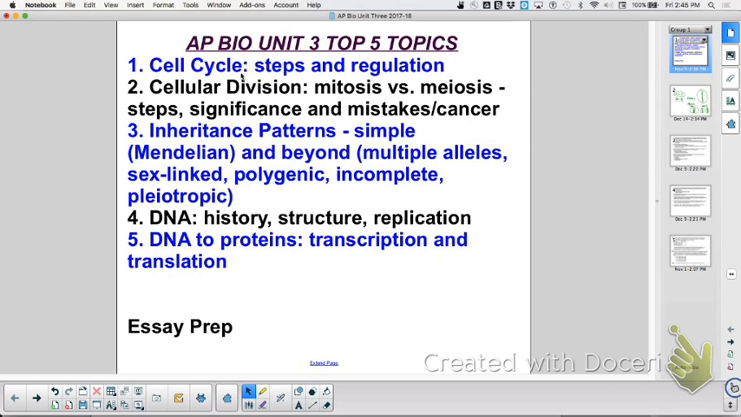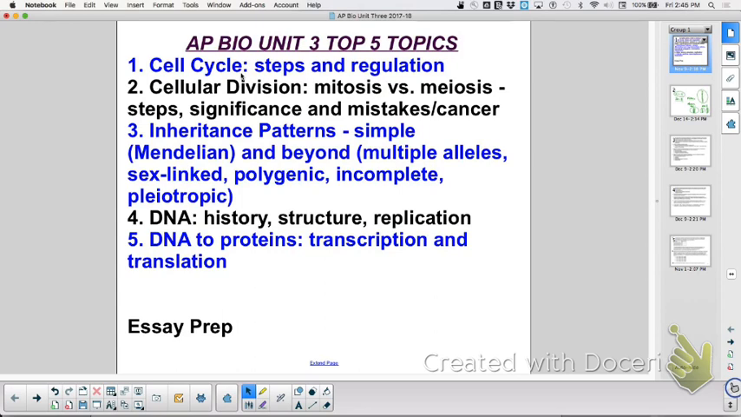Are there exceptions to that rule? Not in normal development. There are issues when that fails, right? Down syndrome would be an example of that, right? You have an extra copy of the chromosome 21. Okay, law of segregation. What's the next one?